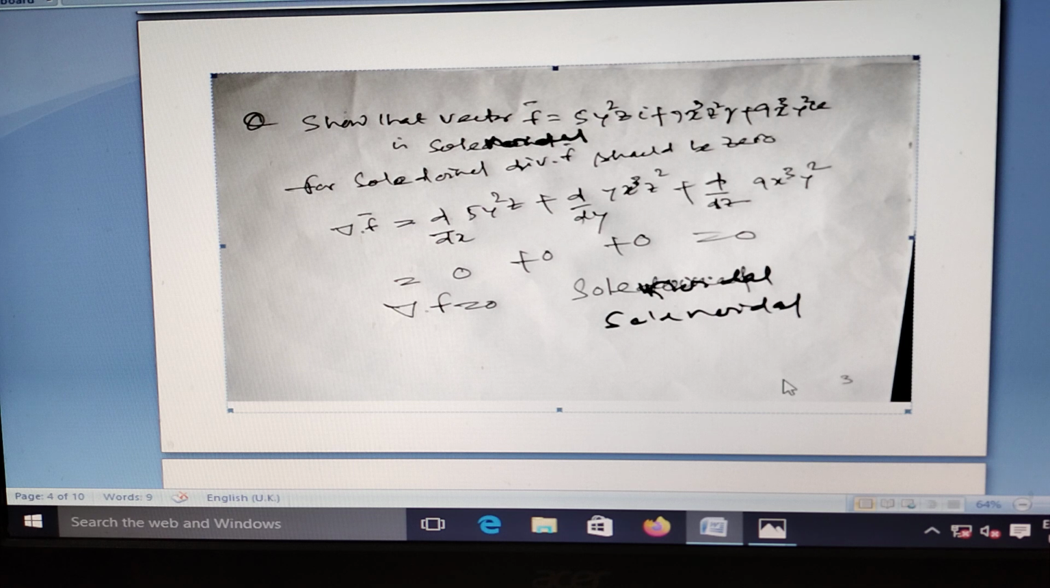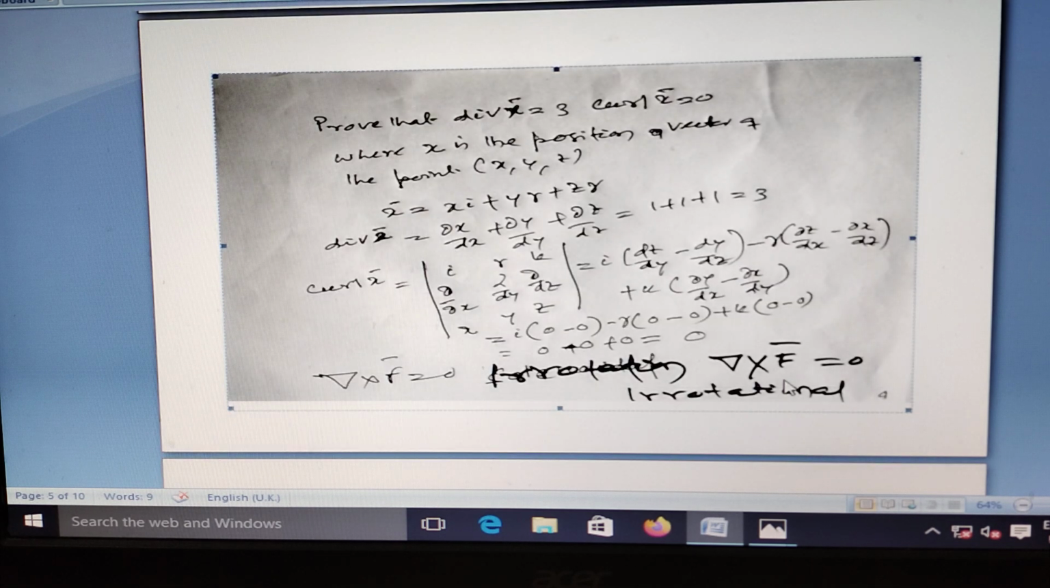Here one thing: if the divergence is 0, it is solenoidal. If the curl of any vector is 0, it is called irrotational. Here the divergence of the vector is 0, so it is solenoidal. Here the curl of the vector is 0, so it is irrotational. You should know the determinant, otherwise you cannot do this calculation. This is the minimum requirement to do this type of problem.